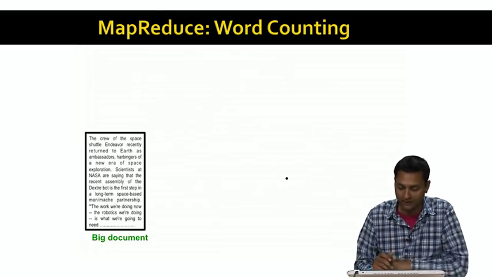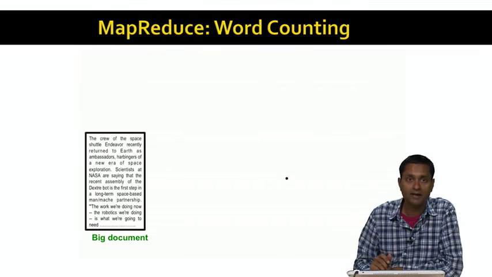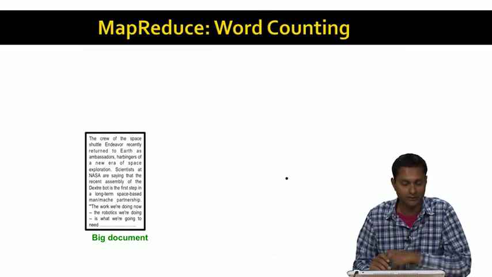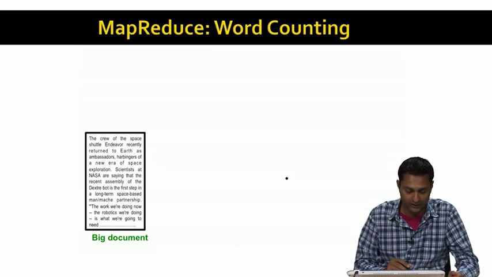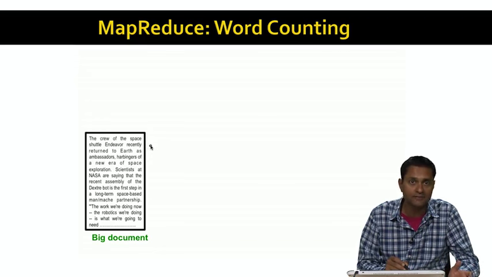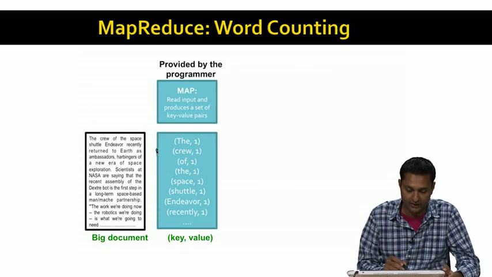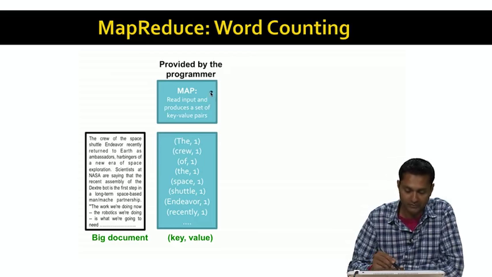So let's look at the word count example and run that through the MapReduce process again. Here's our big document. I hope you can see the text of this document, but it doesn't matter. You can see that there are words in there. So we're going to take this big document, and we're going to take the map function that's provided by the programmer. The map function reads the input and produces a set of key value pairs.